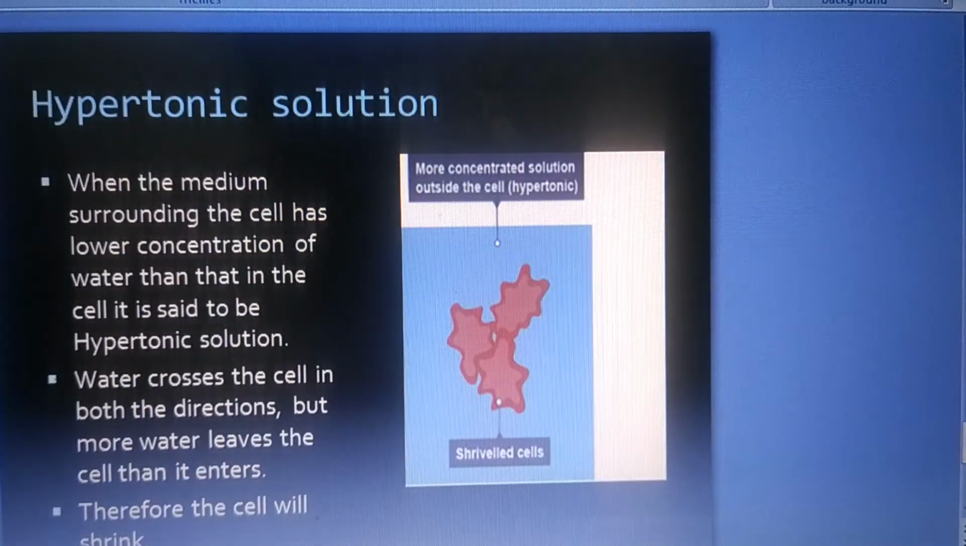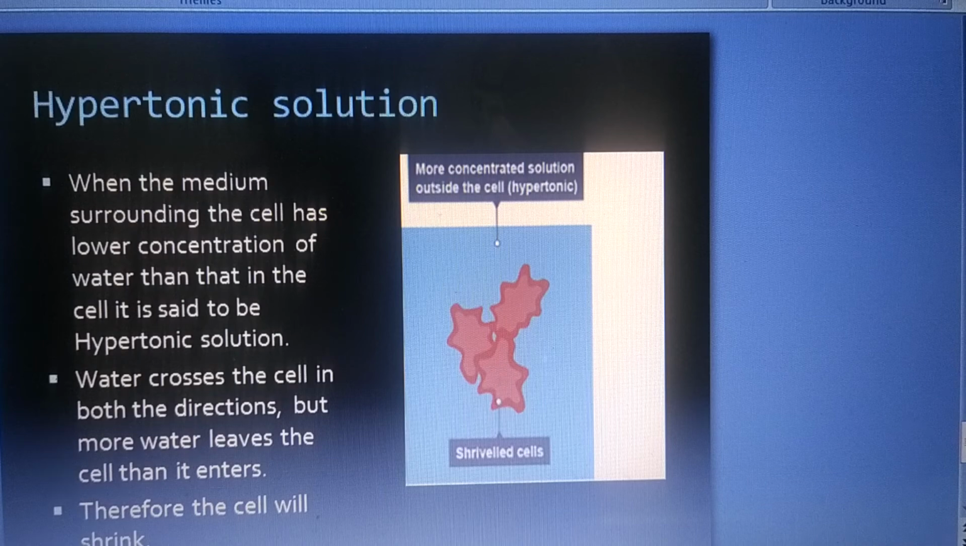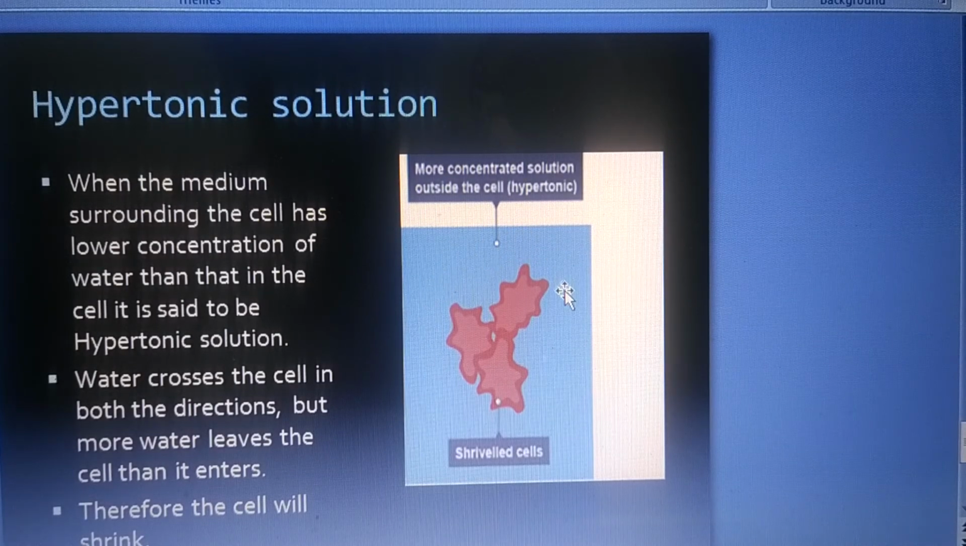Coming to the third type of solution. This is a solution which has a high concentration of solutes, but less water. And the water inside the cell was more. So water starts moving out of the cell into this solution. When the medium surrounding the cell has a lower concentration of water, so outside the cell it is having less water concentration. These are RBCs.